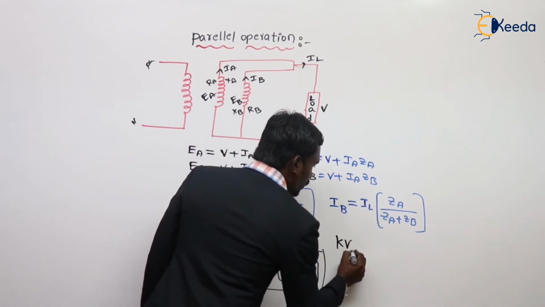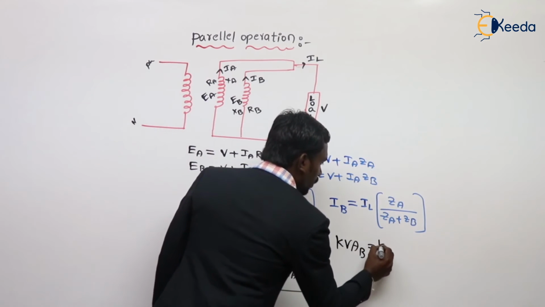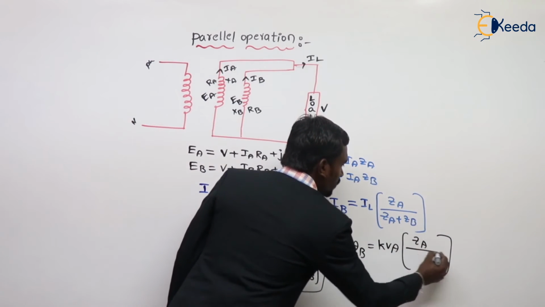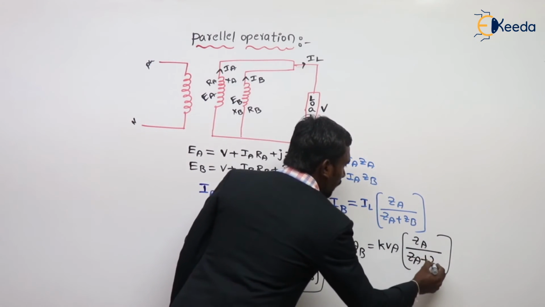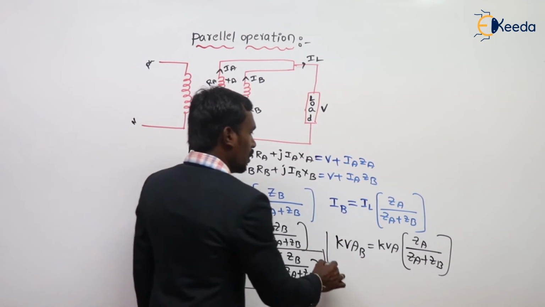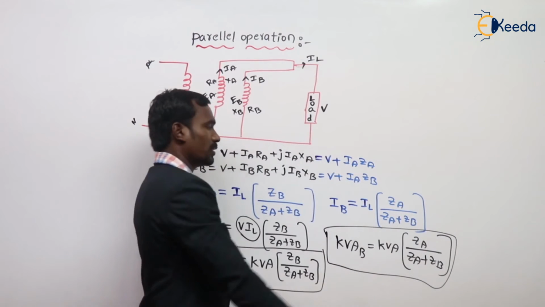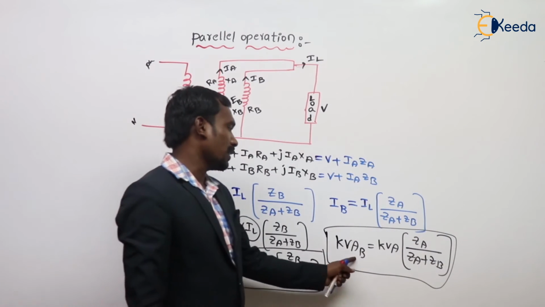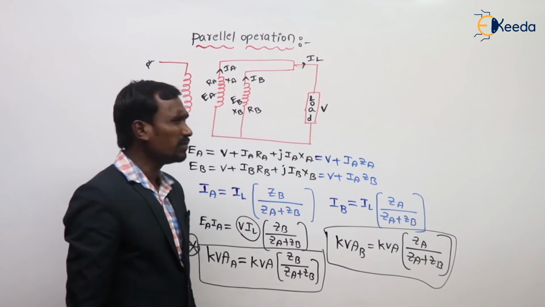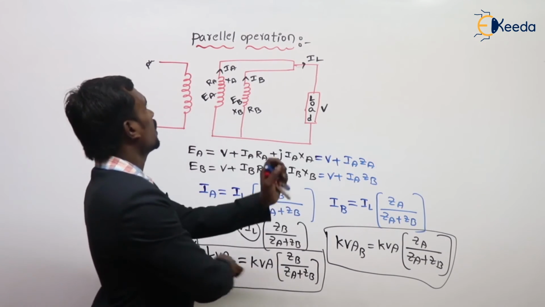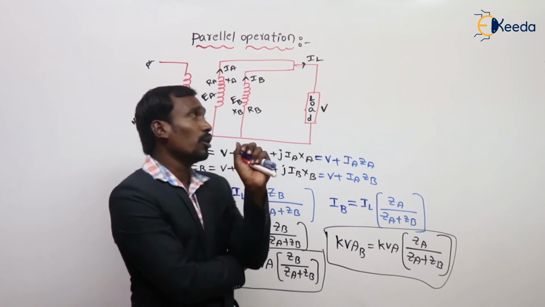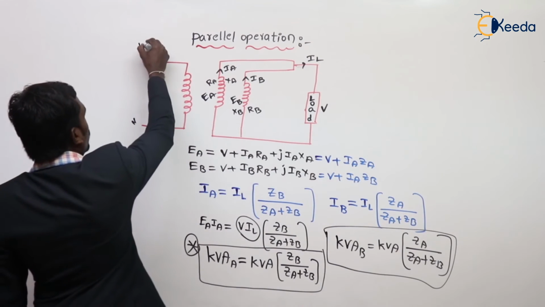Similarly, the load shared by transformer B is equal to total load kVA multiplied with ZA by ZA plus ZB. This is also important. They will ask you questions on this formula, GATE questions on this formula. Load shared by transformer B and load shared by transformer A: this is simply the load sharing in parallel operation.